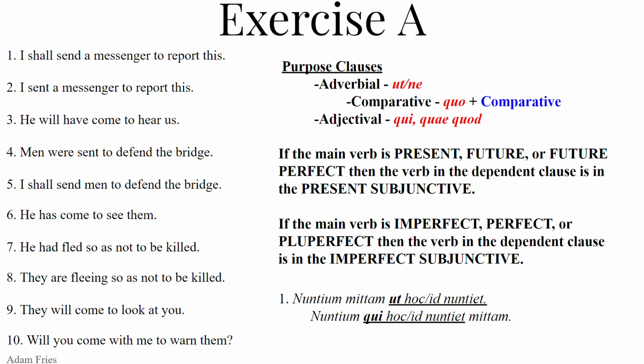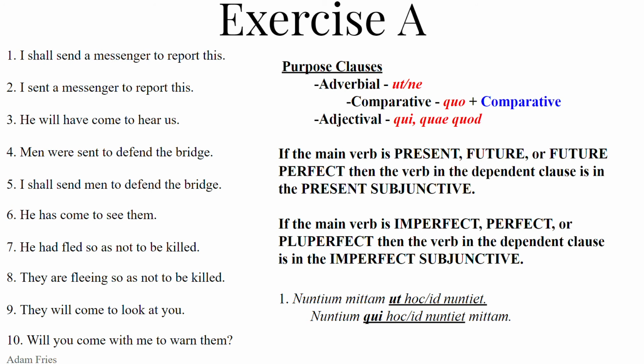For the purpose of looking at you, so that they may look at you. Present subjunctive of specto, spectare, spectavi, spectatus. Specta is the present stem, change the A to an E. Spectent, so they, third plural, may look at you. It takes the direct object you, accusative of tu is te. So something like venient, ut te spectent. They will come so that they may look at you.